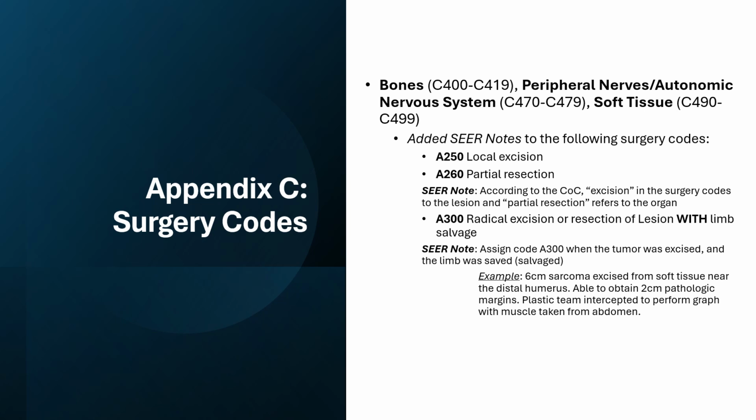A300 also has a SEER note added. We assign code A300 when the tumor was excised and the limb was saved, which is salvaged. So an example of this is a 6 centimeter sarcoma excised from soft tissue near the distal humerus, able to obtain 2 centimeter pathologic margins. Pathologic team intercepted to perform graft with muscle taken from abdomen. They saved the arm. They did not remove this patient's arm for this.